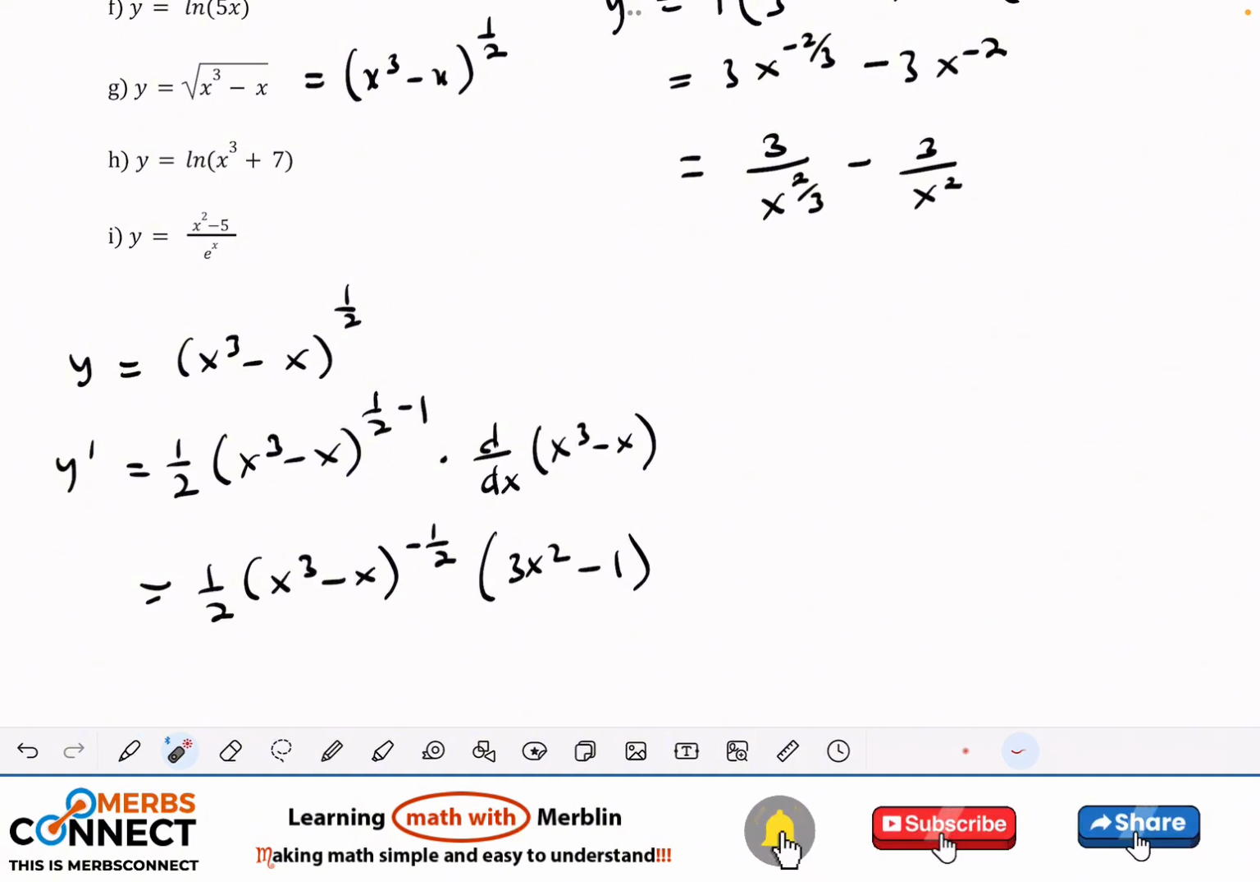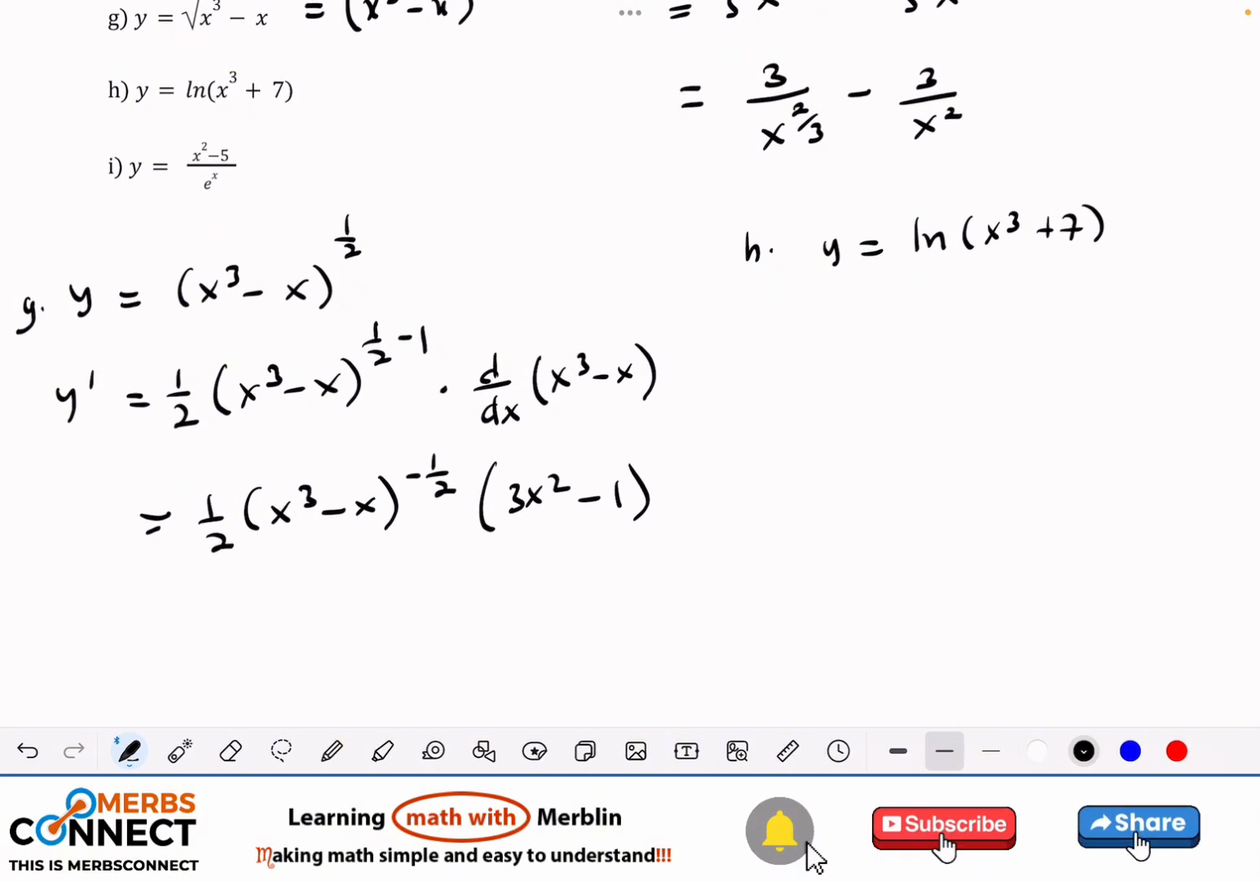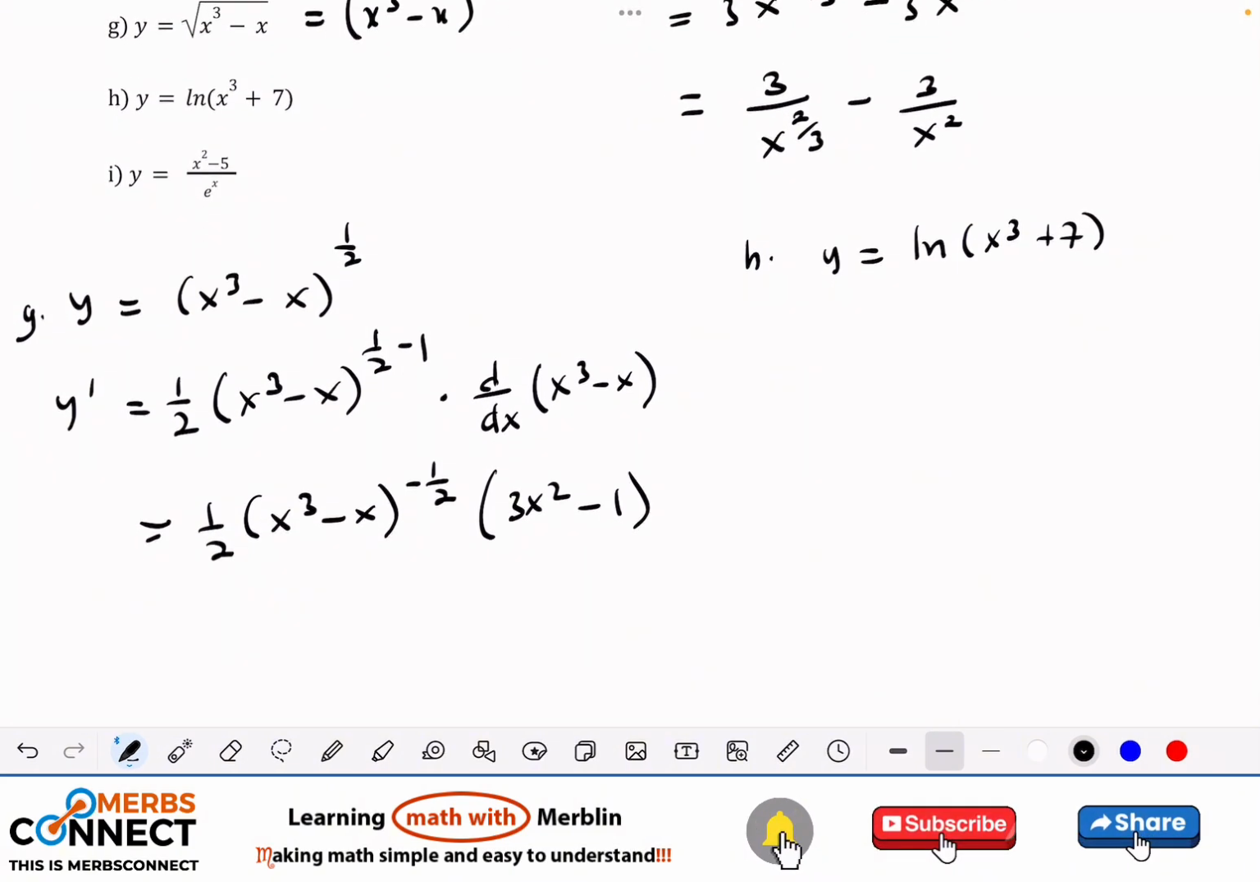Now let's do h. So this was the function. Now we want to differentiate this. So y is equal to ln of x to the power 3 plus 7. As we said, we just differentiated a ln function.